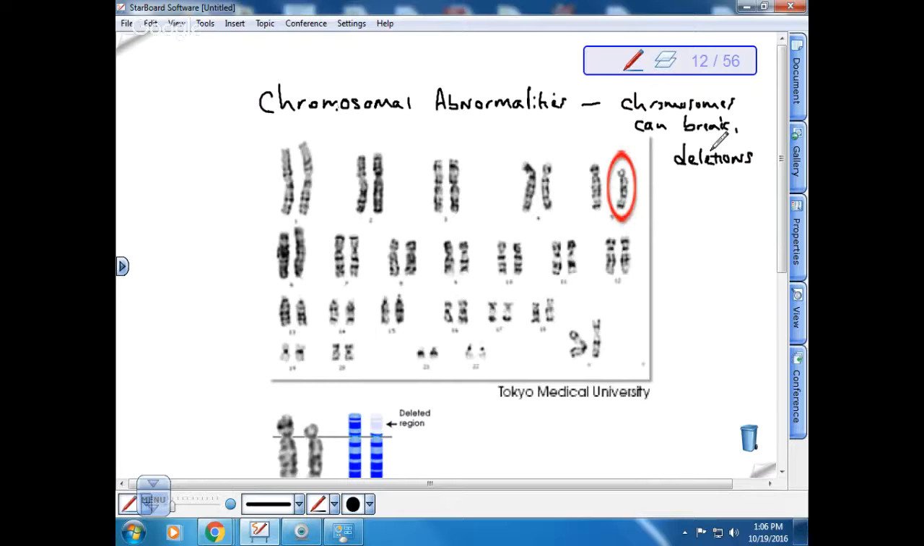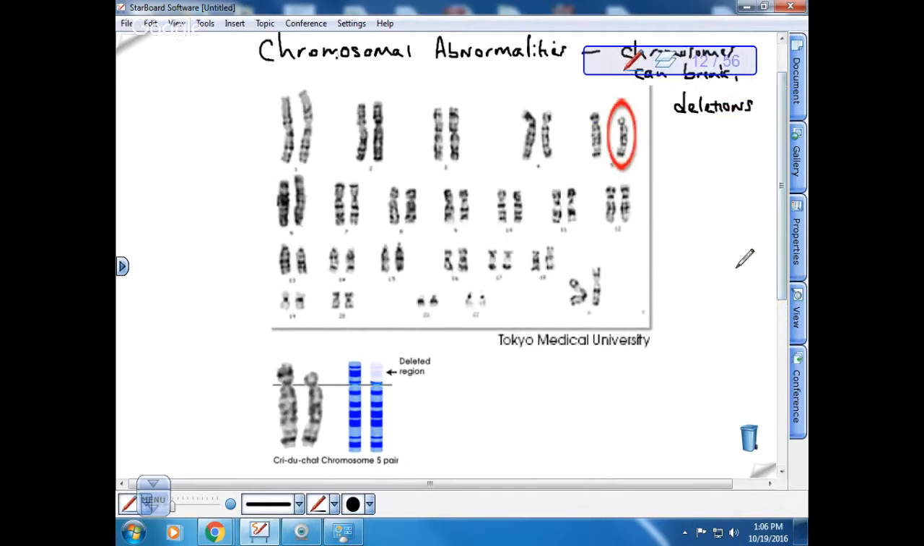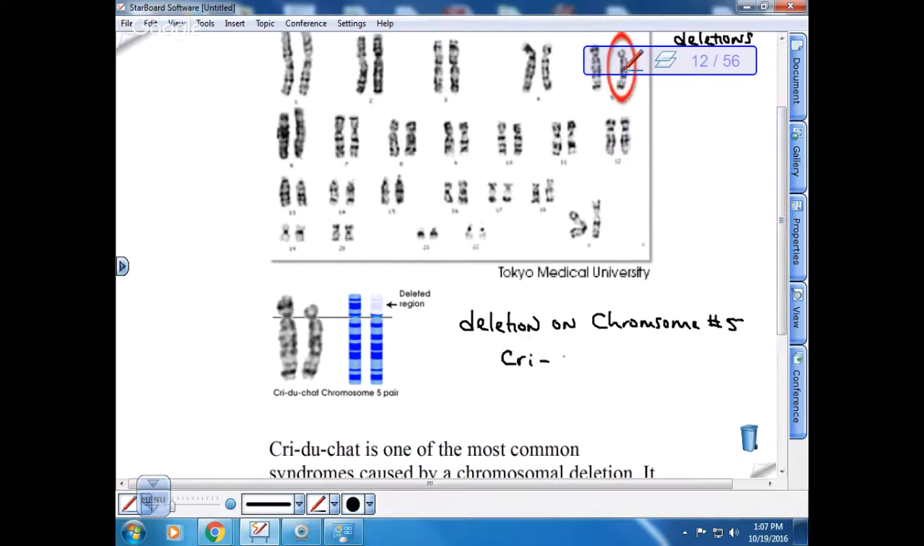A person looking at this might say, I don't even see the difference between those chromosomes. But the darkly staining region at the top is missing, so it actually has a deletion. And this is chromosome number 5. A deletion on chromosome number 5 is one of those genetic mistakes that actually survives, so that we see babies being born with it. And this is a disease that is called cri-du-chat.